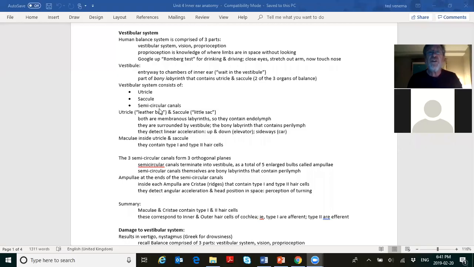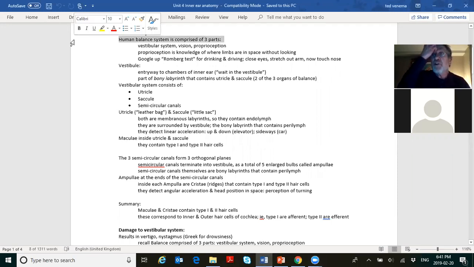So here we go. Share screen, and looky. Vestibular system. Human balance is really complicated. It's comprised of three things. Put a star by this. The vestibular system, which is by the cochlea, which is what we showed.